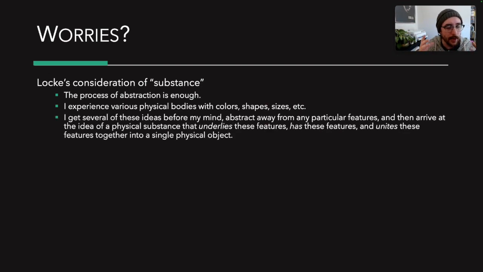But then when I have those, I can abstract away from their particular shapes and sizes and get to this underlying thing, this substance that has those features. I can get to the idea of the physical body of Sam that has the brown hair, that has this shape, that has this size, that has brown eyes. The substance is the thing behind those features holding them together. I get to that idea by abstracting from those features.